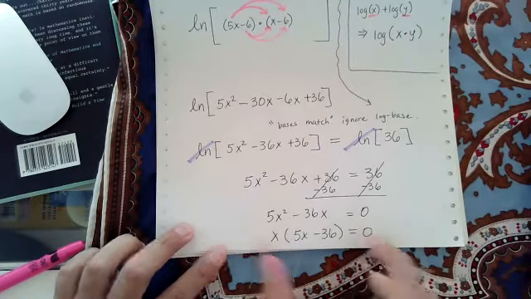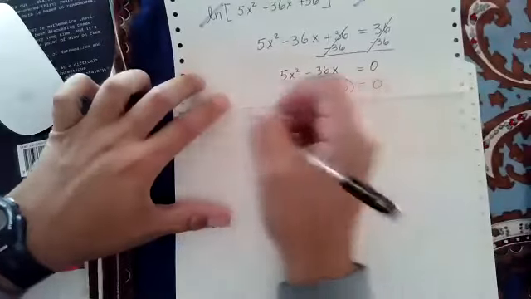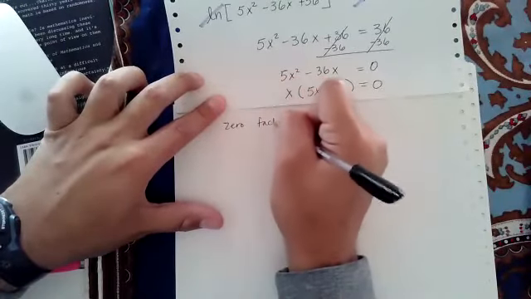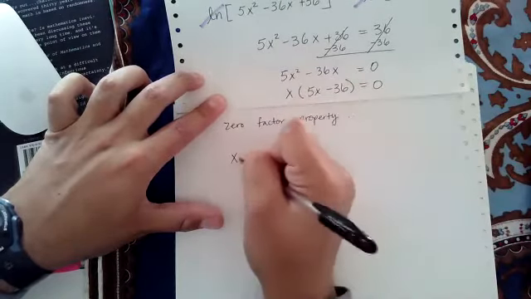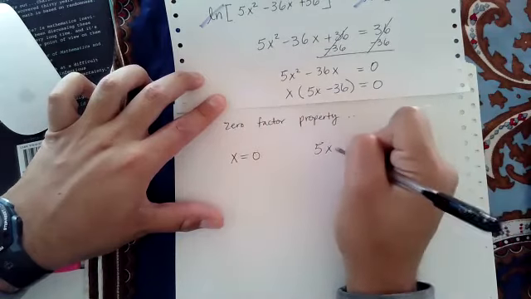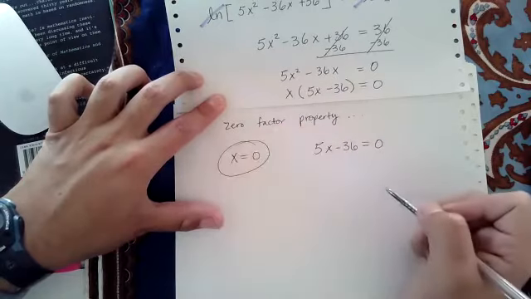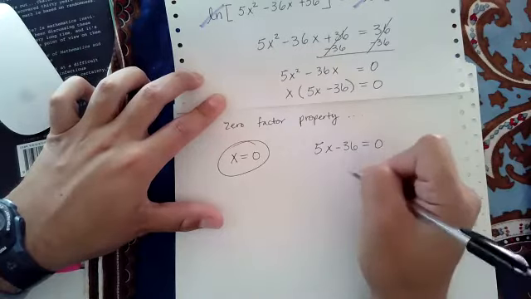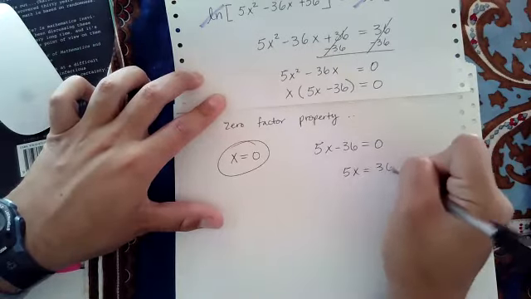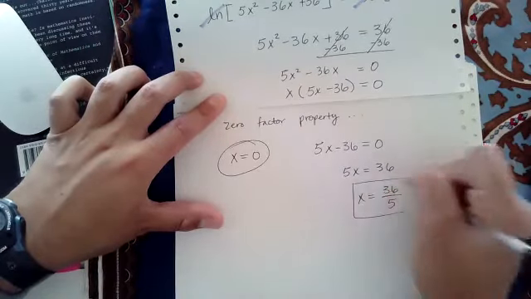And I've run out of room here, so let me just go to the top of the next page. The zero factor property says that I can set x equal to 0 and 5x minus 36 equal to 0, where now this equation is already solved. And I can solve this linear equation by moving the 36 over to the other side and dividing by 5. So x is equal to 36 over 5.